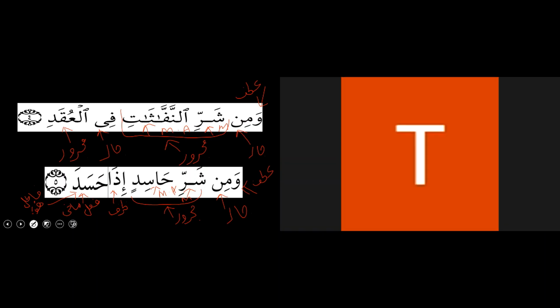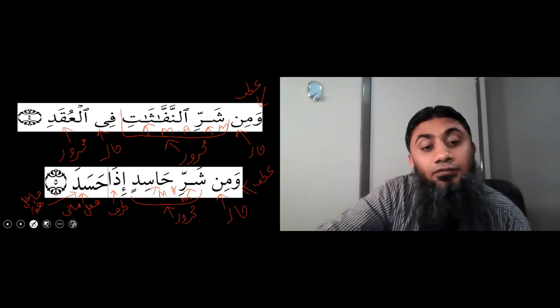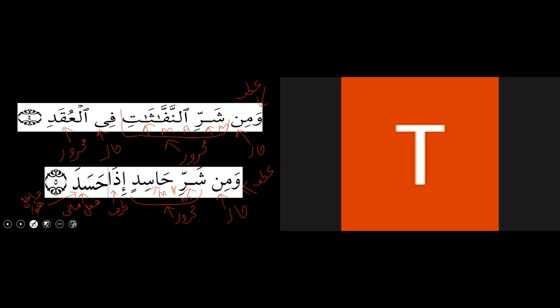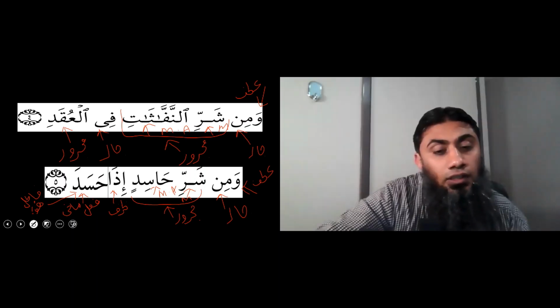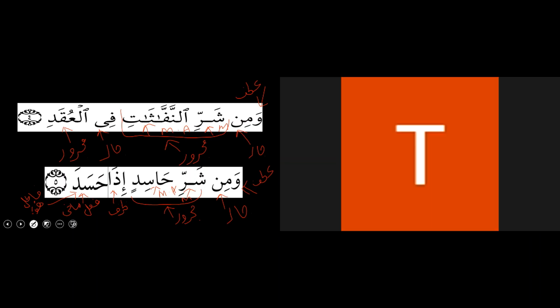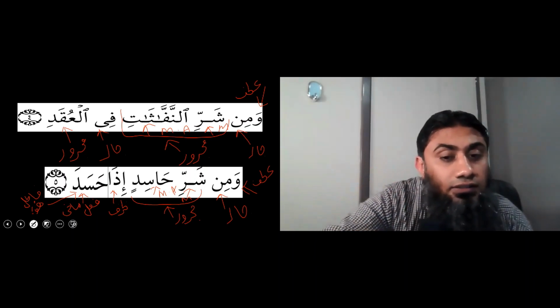Hasada, he manifests envy, or you can say he will manifest envy, because you can translate it both in present and in future. But keep in mind, hasada is actually madi. The only reason I'm translating it as mudari is because of this iza.